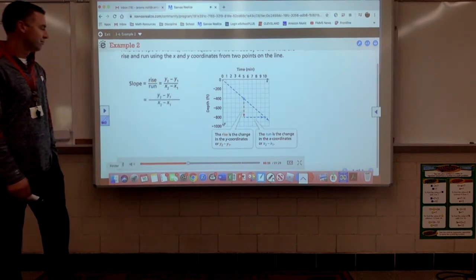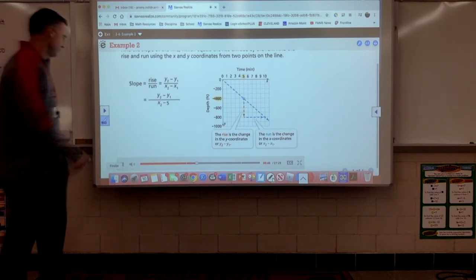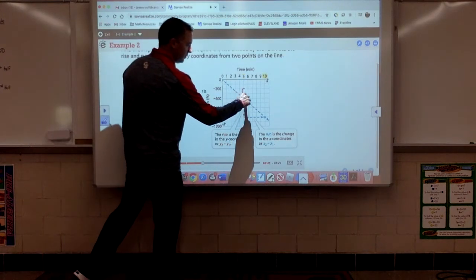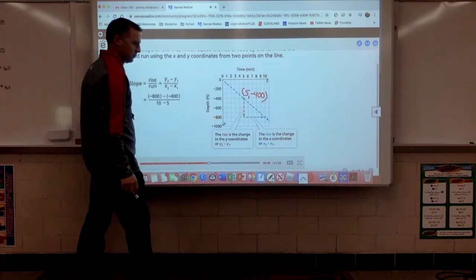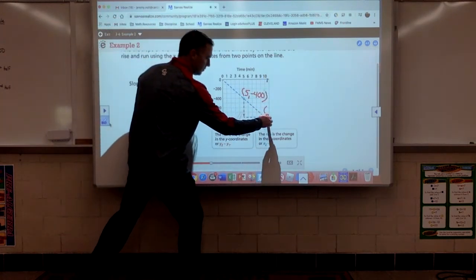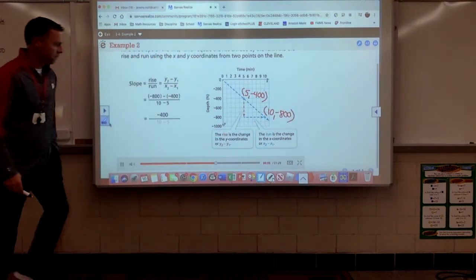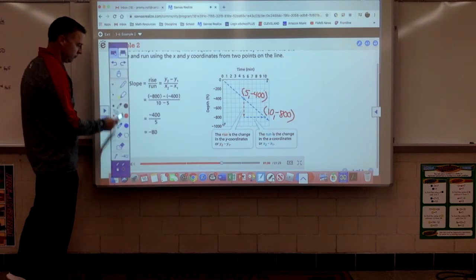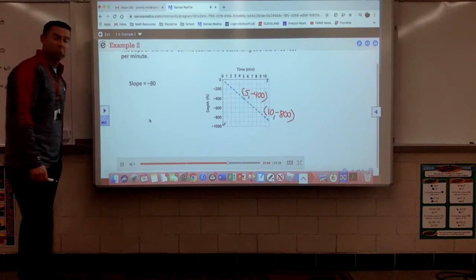Now substitute values for the variables. For the first point, the x-coordinate is 5, and the y-coordinate is negative 400. For the second point, the x-coordinate is 10, and the y-coordinate is negative 800. Now simplify the fraction. The numerator is negative 400, and the denominator is 5. So the fraction simplifies to negative 80. The slope of the line is negative 80.